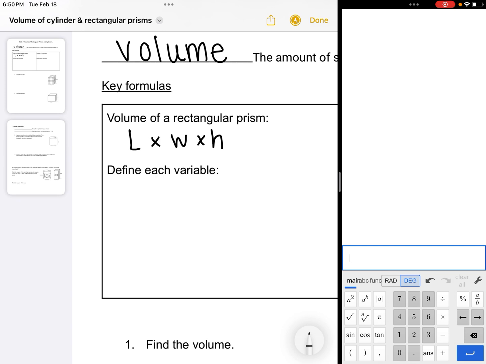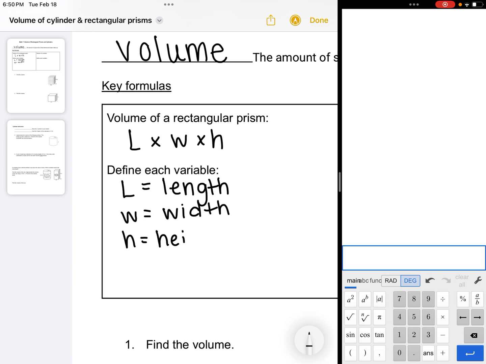So down below, I'm just going to write what each variable represents. So the L stands for length. L equals length. The W represents width. And the H is going to represent height.